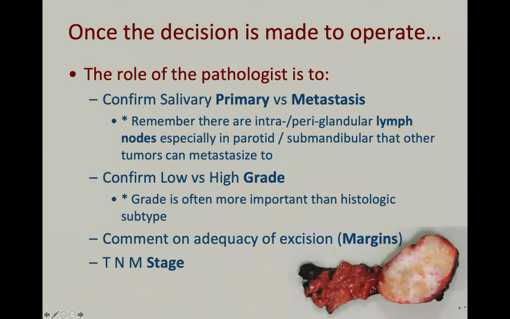So once the decision is made to operate on these patients, our role as pathologists is to confirm a salivary primary versus a metastasis, as I said, and confirm low versus high grade. Grade, as I said before, is often more important than specific histologic subtype of the salivary carcinoma. But of course, because there are so many subtypes with so many possible behaviors, we do try to histologically subtype them, and that's what we're going to do in the rest of this lecture. We do want to comment on the margins and, of course, the TNM stage if it is a malignancy.